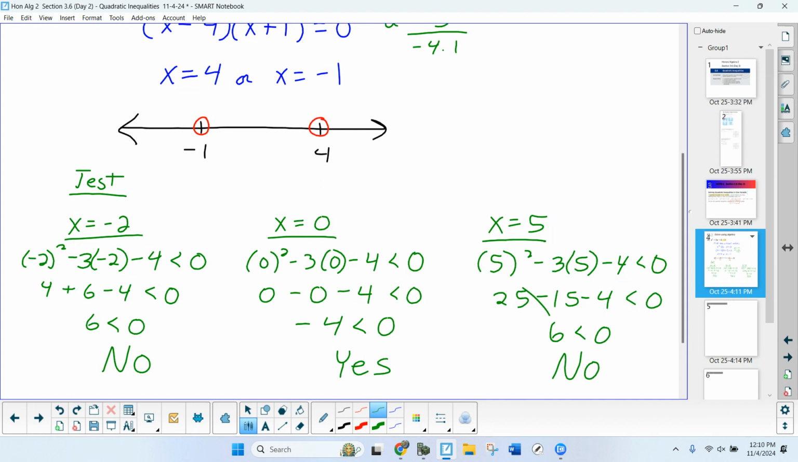So here's what we do. That means that negative 2 was not a solution. It means that 0 is a solution, and it means that 5 is not a solution. So the solutions are in between. It's no, yes, no. How do you write the inequality that matches that? Because remember, the answer to an inequality is an inequality. Negative 1 is less than x, which is less than 4. There's your answer.